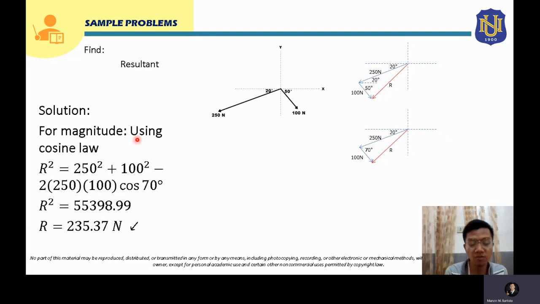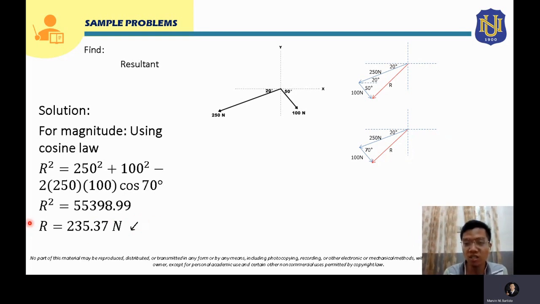So it will give you 55,398.99. So square root that answer, and it will give you 235.37 to solve for the value of R. So this is now the magnitude of your resultant R. And you know that the direction of your resultant is downward to the left. So you write it this way. This is the direction, and this is the magnitude of your resultant.